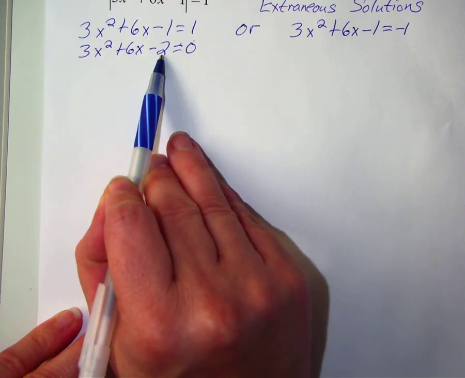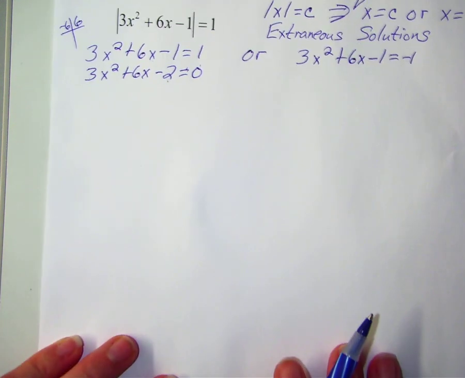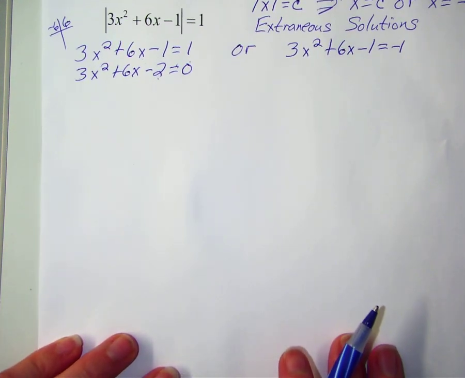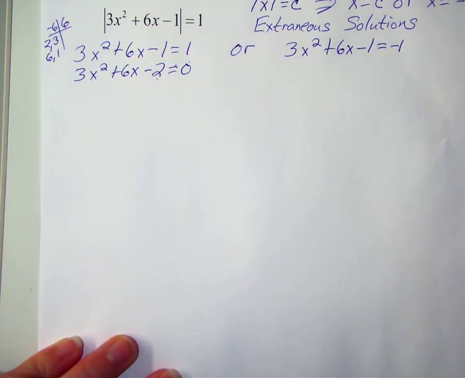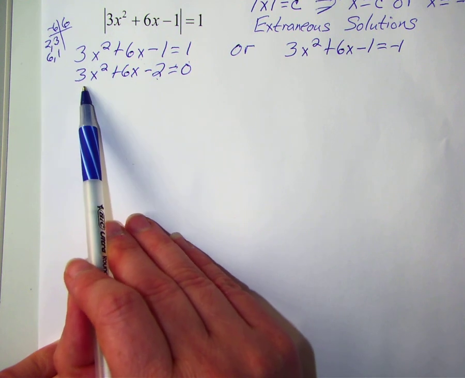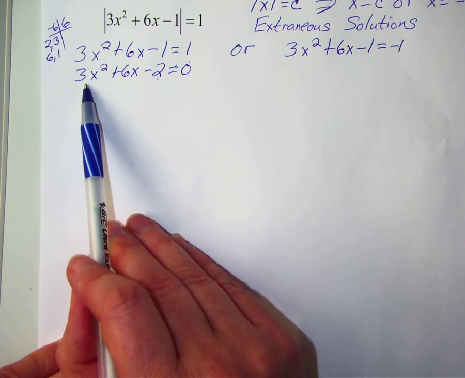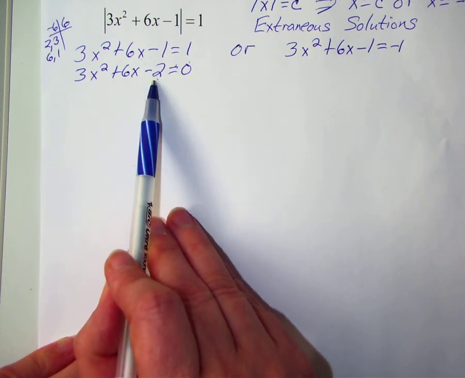A times c is negative 6. If I look for factors of negative 6 whose sum is positive 6, I don't think that's going to happen. I don't think I'm going to be lucky enough. 2 and 3, 6 and 1. I can't seem to get that to add to positive 6. It's going to be very inconvenient to solve this by completing the square, because if I divide everything through by 3, this c term is going to create a fraction. So I think the easiest way to solve this is going to be the quadratic formula.